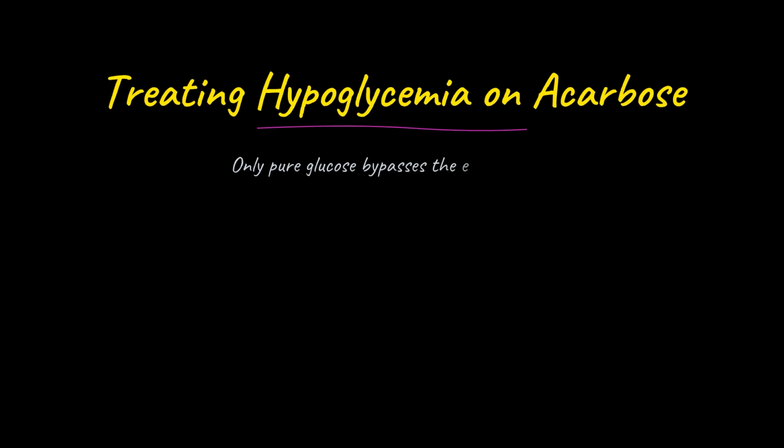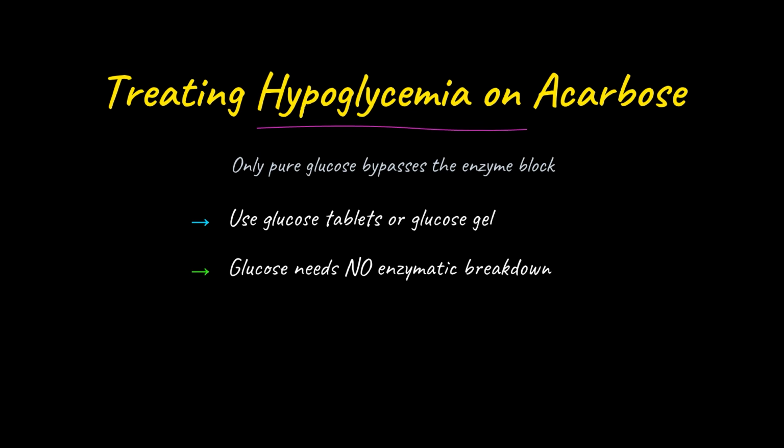Here is the trap. If a patient on acarbose develops hypoglycemia and reaches for table sugar, the drug blocks the very enzyme needed to split that sucrose into glucose. The sugar sits undigested in the gut, while blood glucose stays dangerously low. The correct rescue is pure glucose, tablets or gel. Glucose is a simple sugar that requires no enzymatic breakdown whatsoever, so it is absorbed directly through the intestinal wall even while acarbose is active.